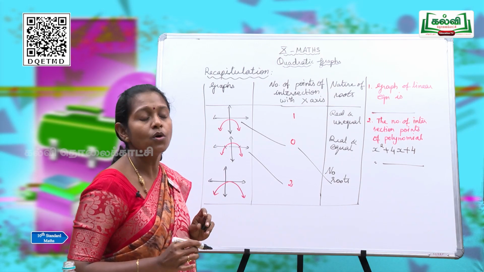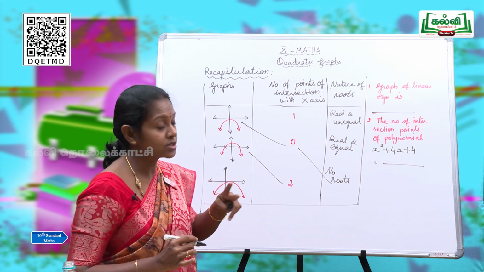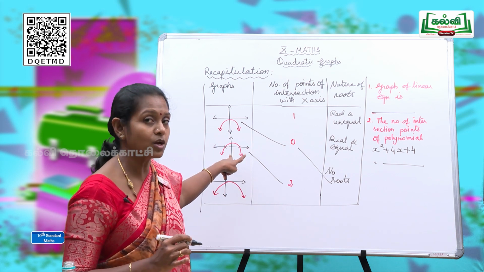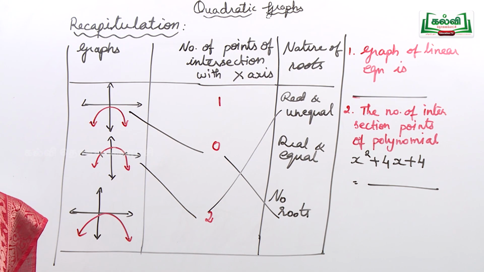I think you also found it, right? Next, how many roots are there? 2 roots. Are these roots equal? Definitely not. They are unequal, correct? So this will be matched with real and unequal.